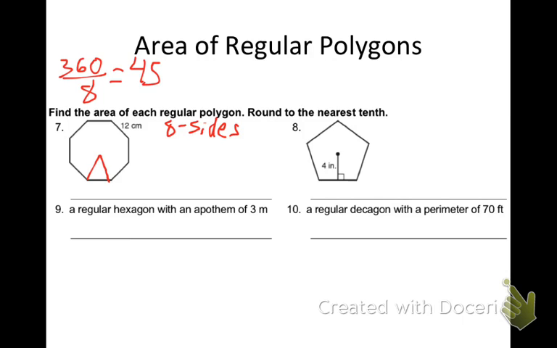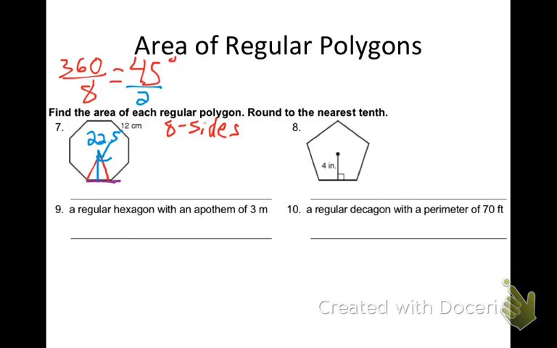45. Now I need to find the apothem though. The apothem is the straight line there. Well, how do I find the angle then on either side of the apothem? I take 45 and divide it by 2. So this angle right there comes out to be what? 22.5 degrees.